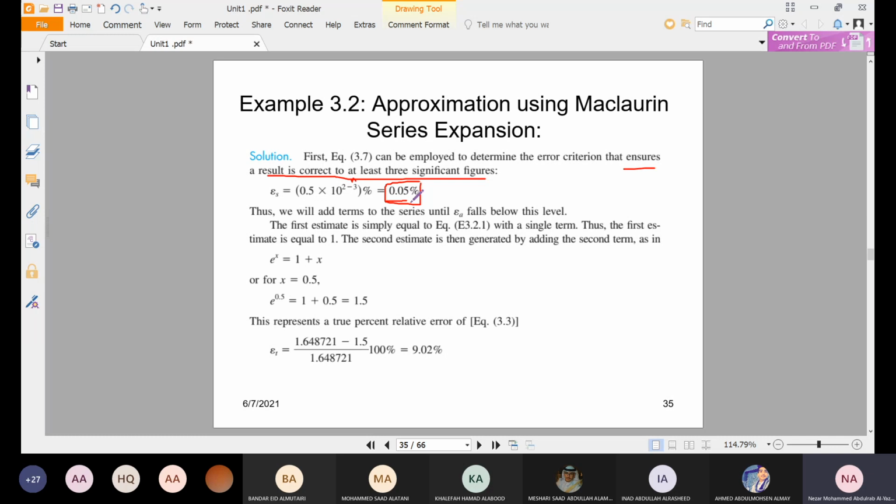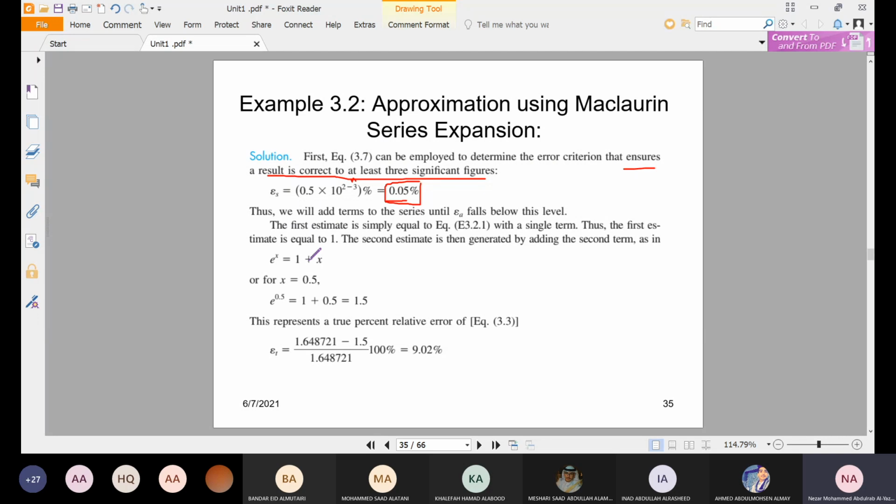So the stopping criteria, or the relative approximation error, should be less than this value. So here we do our calculation. We add term by term until our approximation error falls below this value. At the beginning, in the first step when we add only one term, we don't have an approximation, we have only the true value we can compute. In the second step, we add more terms. If we add a second term, the error will decrease.